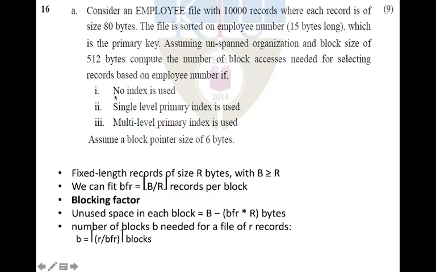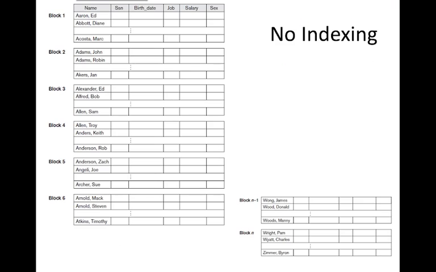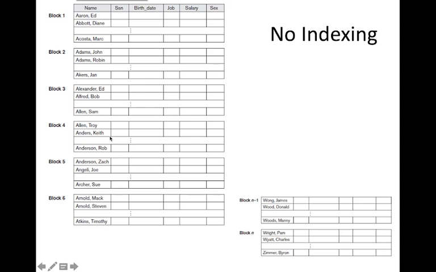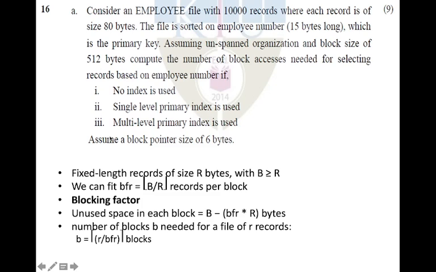We will see the first one. First case, no index is used. So we are not using any index, so there is no indexing. We are simply storing everything. Now how many blocks will be required to store those records? We have 10,000 records, and we need to store them in these blocks. So how many blocks will be required?